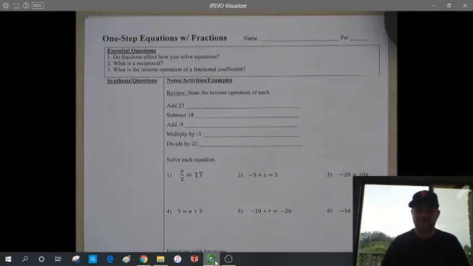We are moving forward this week talking about a topic that is a little bit of review and a little bit of extension here. So looking at some one-step equations, but this time when those equations involve fractions.